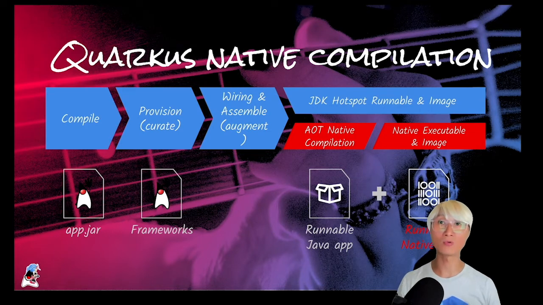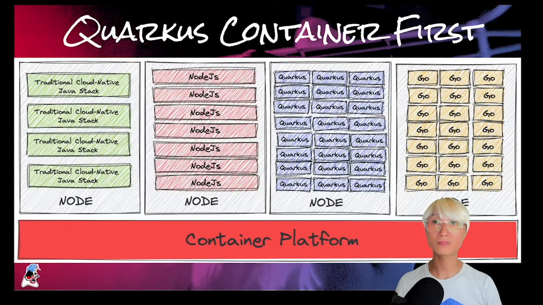This is the reason why we can call Quarkus supersonic subatomic. With that, Quarkus has a 100% container strategy, specifically for Kubernetes environments. So for example, on a container platform, which is Kubernetes, we have the same resource density working on it.